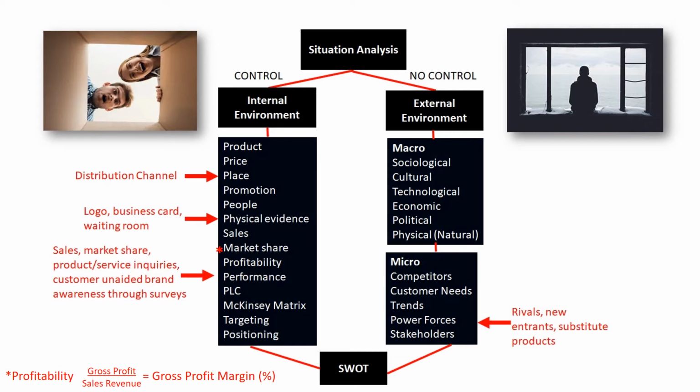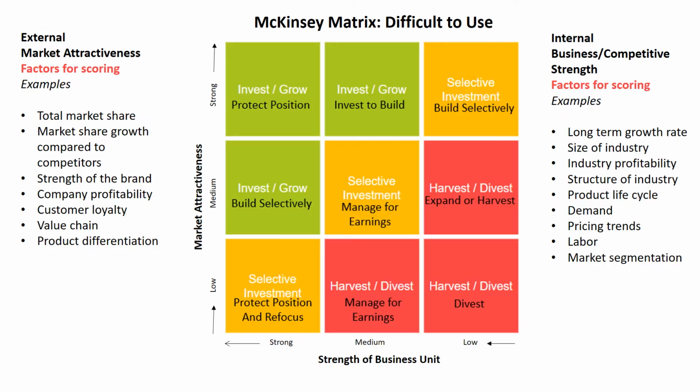Now I'm going to present some models to help you in the internal and external analysis. For the internal analysis, the McKinsey matrix is something helpful in understanding where a business currently is. First of all, it's not easy to use and relies a lot on subjective thinking or analysis.